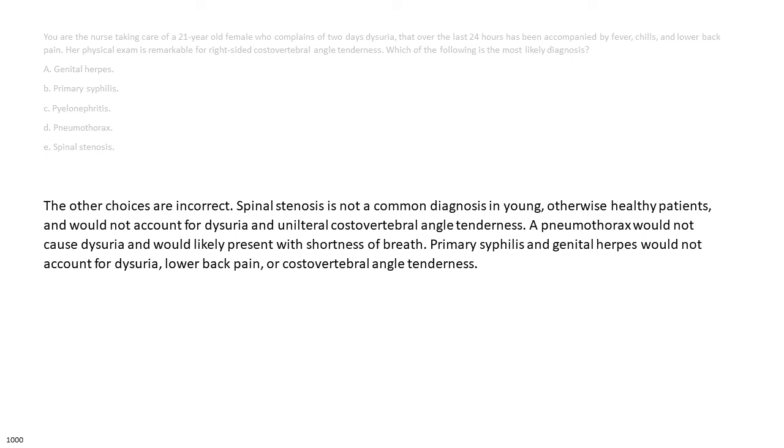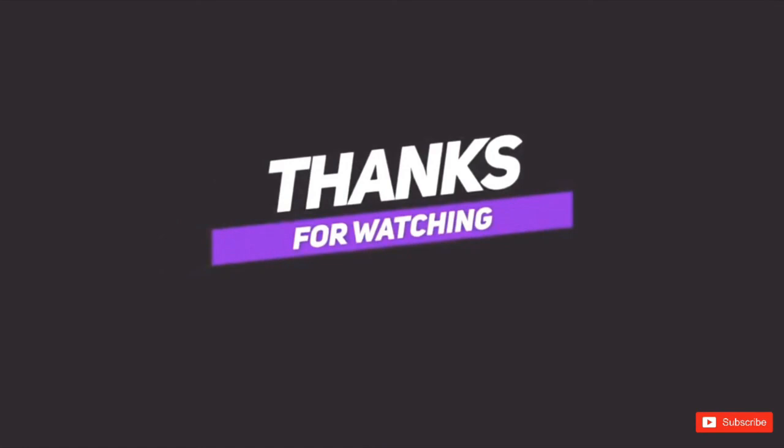Spinal stenosis is not a common diagnosis in young, otherwise healthy patients, and would not account for dysuria and unilateral costovertebral angle tenderness. Pneumothorax would not cause dysuria and would likely present with shortness of breath. Primary syphilis and genital herpes would not account for dysuria, lower back pain, or costovertebral angle tenderness.